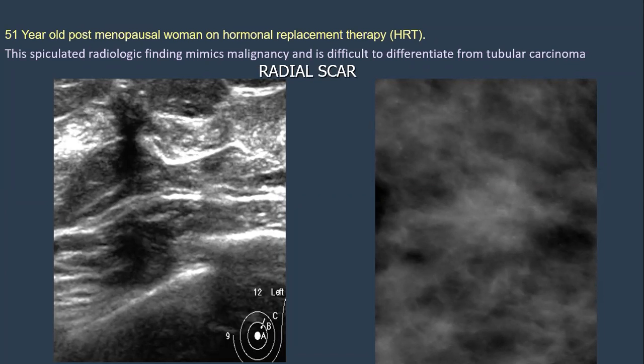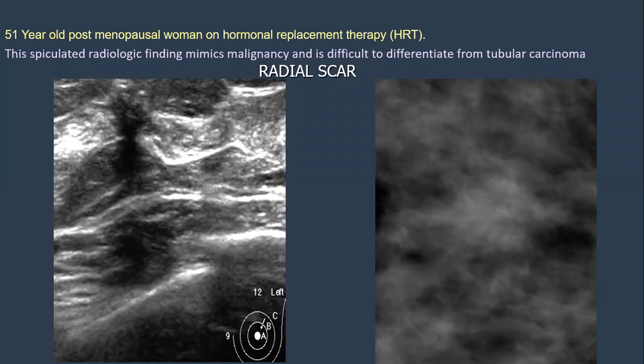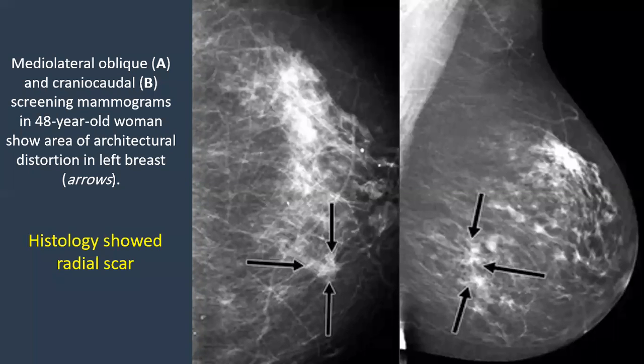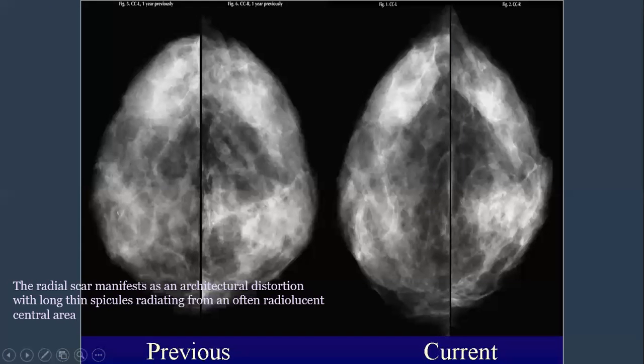After excision, it was a radial scar only, not upgraded. Okay, this is my case, but this is from the literature, another case of radial scar. Histology shows radial scar. And this is another case of architectural distortion with long spicules, proven to be just a benign radial scar. And here, this is a radial scar.